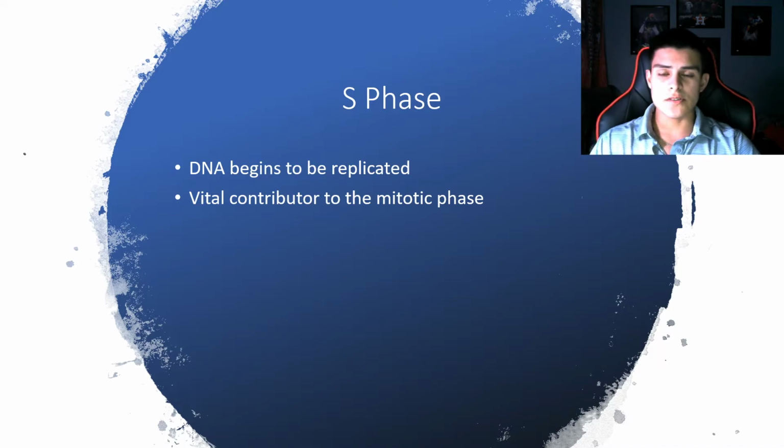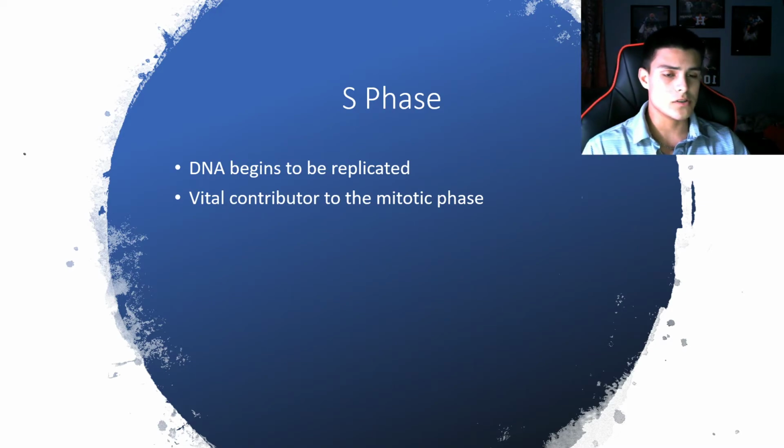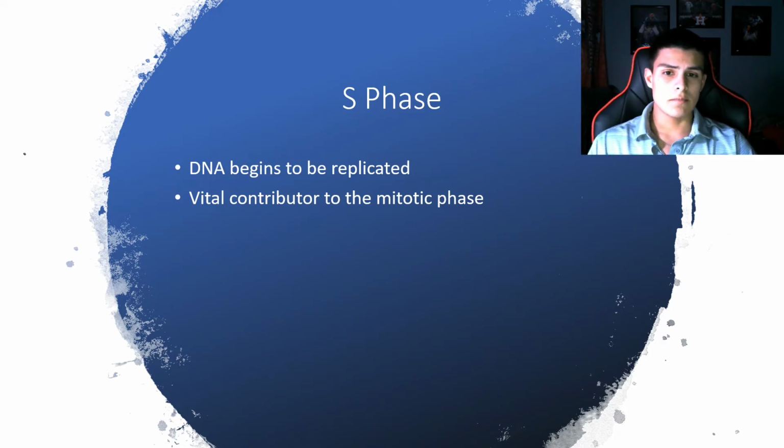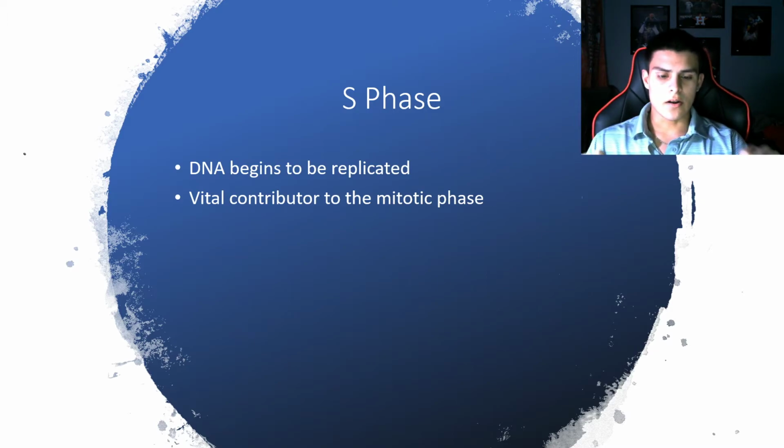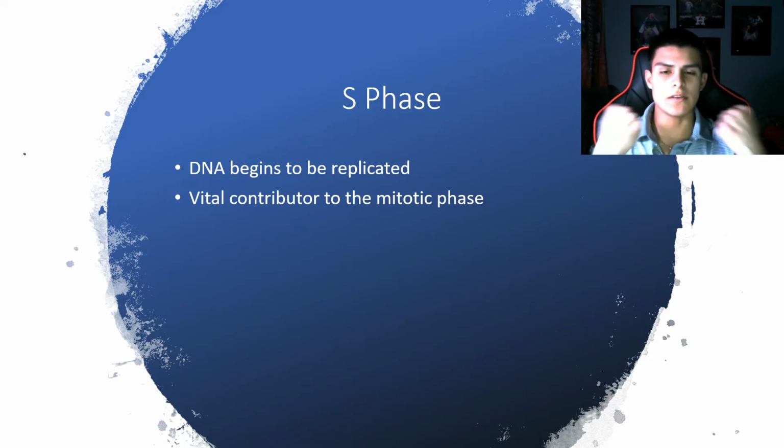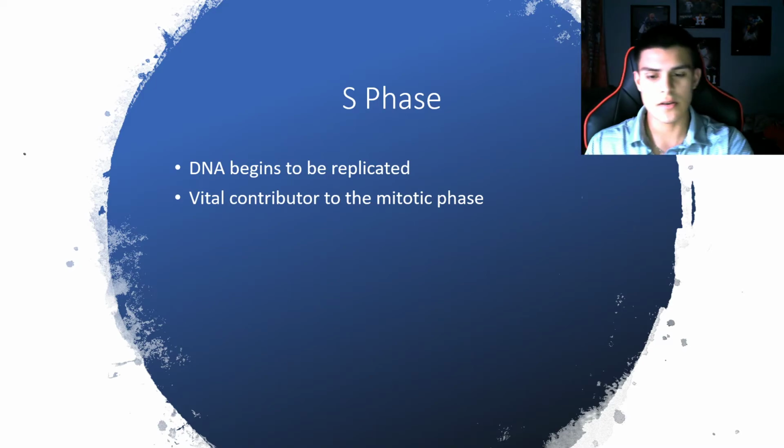The S phase, which is the synthesis phase, the DNA begins to replicate, and this is vital going into the mitotic phase, because the DNA has to have split evenly so that there's two sister cells, or two daughter cells, I believe, that are basically the same. They have to split evenly so that they're both functioning cells.